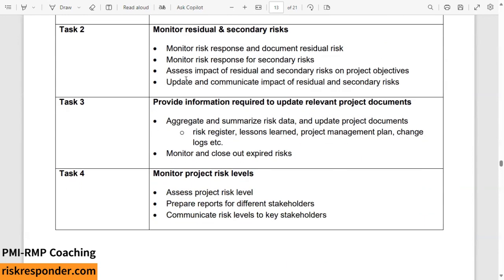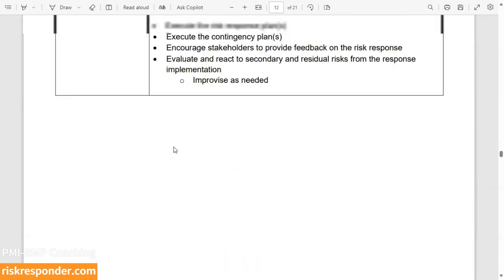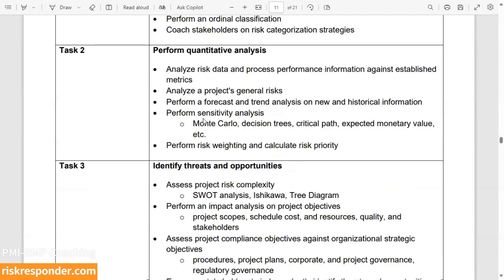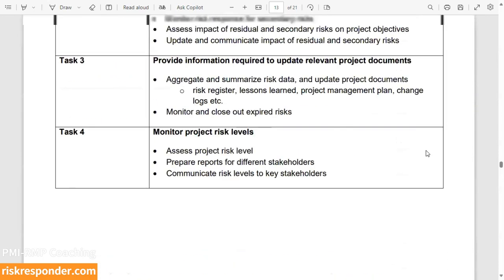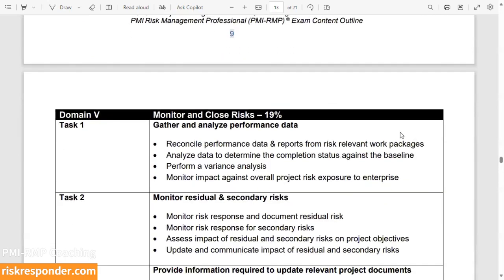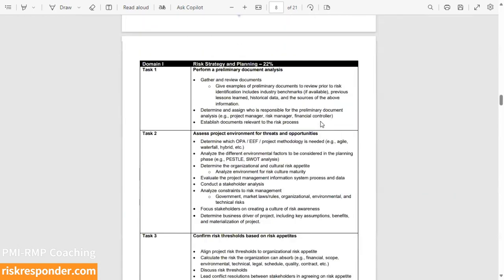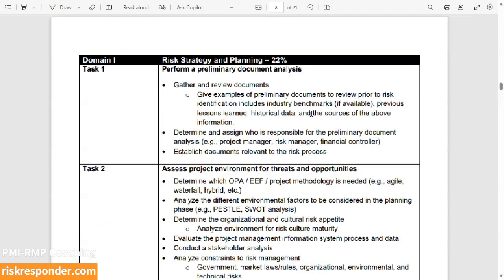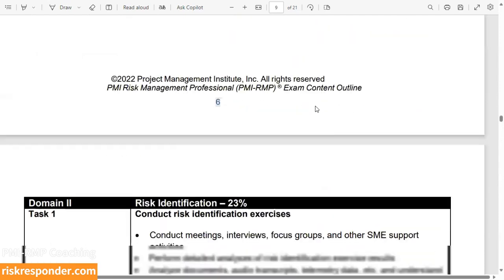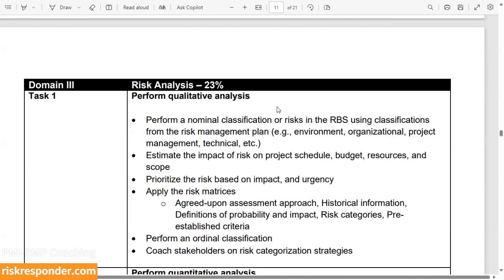Provide information required to update relevant project documents and monitor project risk levels. And this, again, is something that you should do all throughout the processes. Okay, and there we are. We're back at where we stopped, and those are the domains, 5 domains. They're very straightforward. Let's look at them one by one, and I'll explain them at a high level. Risk strategy and planning, strategizing and planning how to manage risk on the project. Risk identification, identifying the risks. Risk analysis, analyzing the risks.